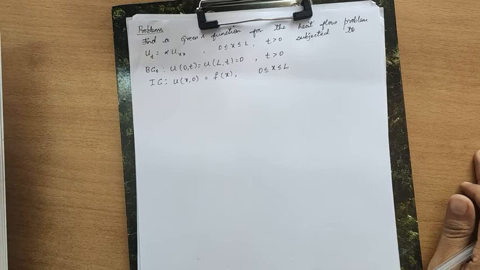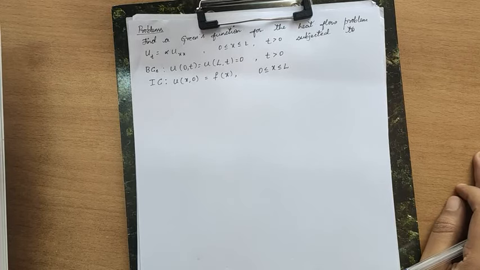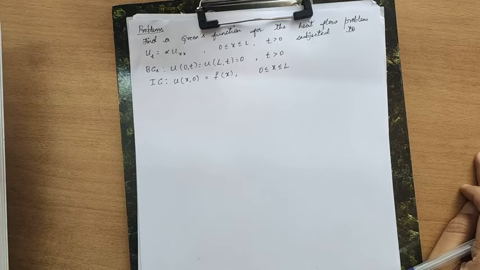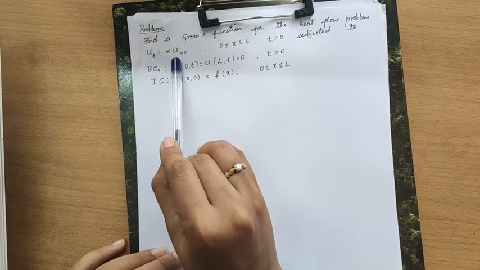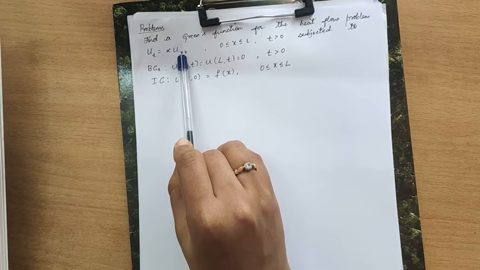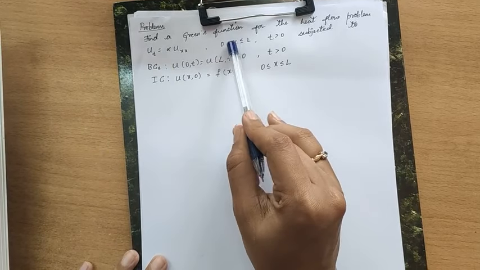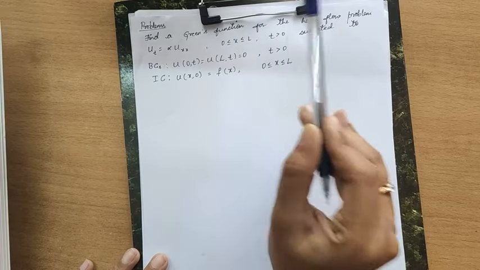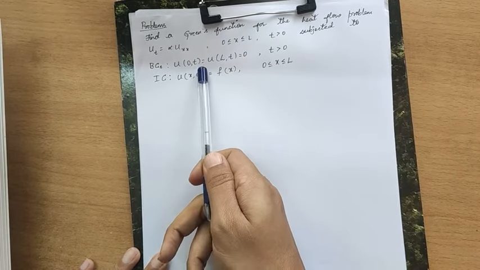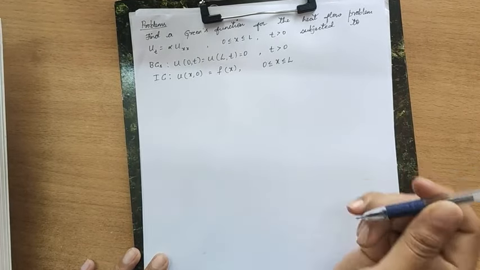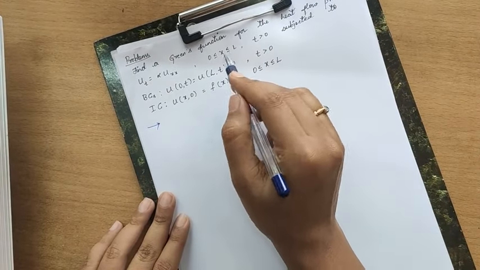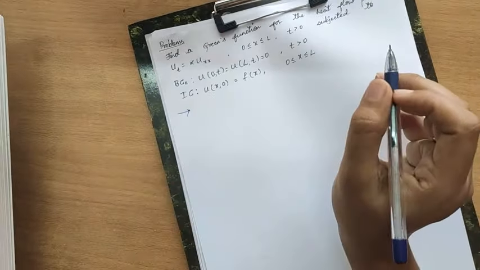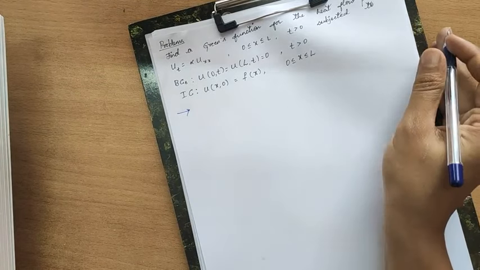Hello dear students, in this session let us apply Green's function to the heat flow problem. This is my heat equation: ut is equal to alpha uxx. Here x is defined in a finite interval and this is my boundary condition. This is the initial condition. If you solve this problem using the variable separable method, I will write the solution directly.